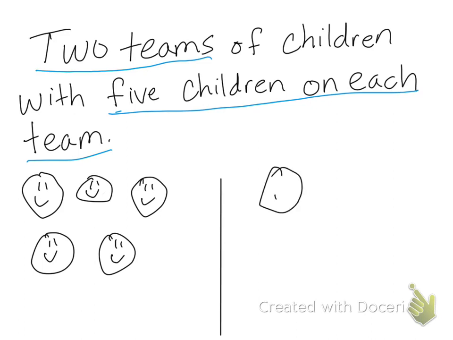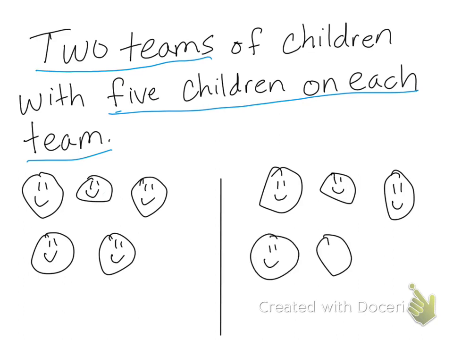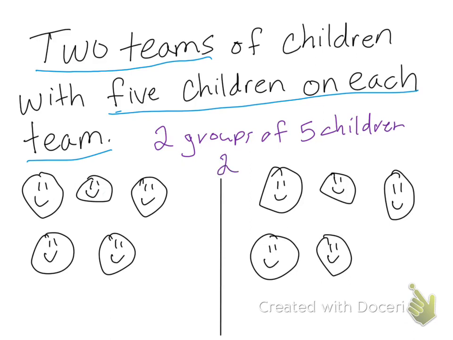So if we look, it's 1, 2, 3, 4, 5. Okay, and then what I drew is that we have 2 groups of 5 children. And the quick way to write that, of course, is 2 times 5. Okay.